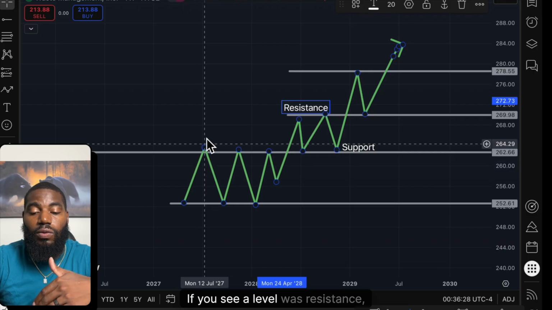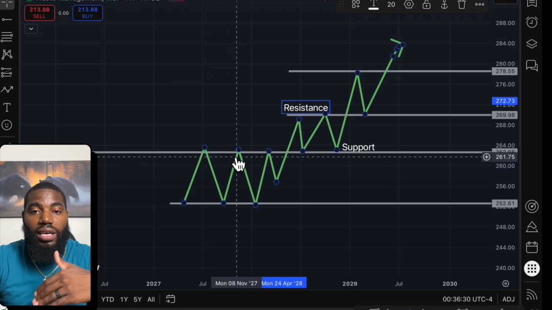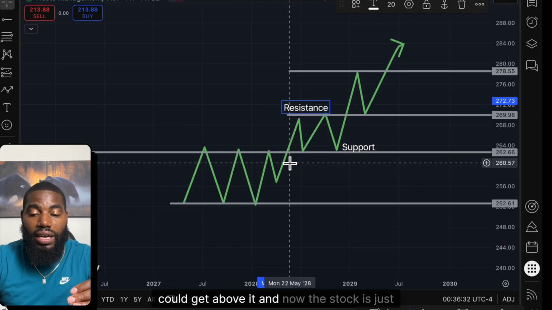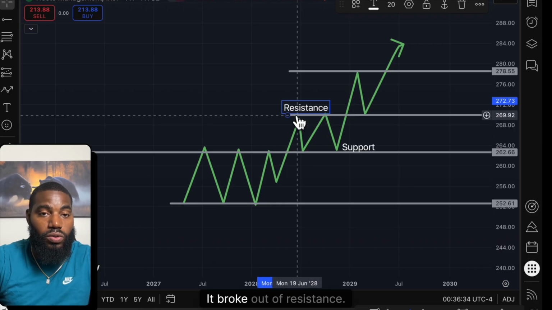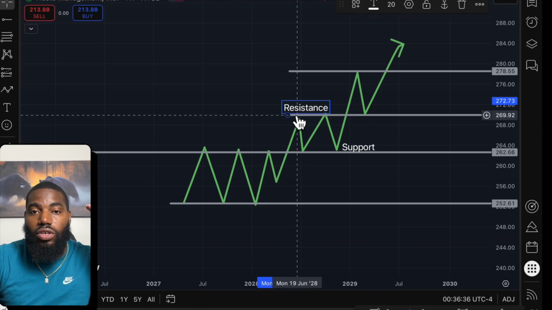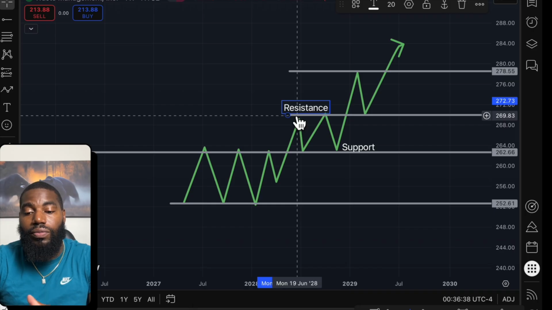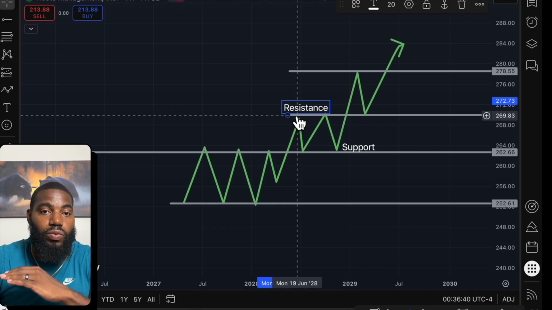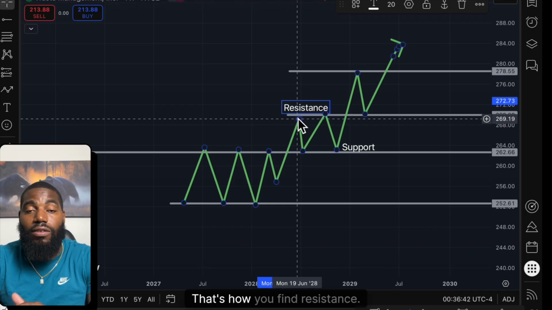If you see a level was resistance, it kept on breaking, could not get above it, and now the stock is just shooting up, it broke out of resistance. Your next level of support is going to be your previous resistance. That's how you find support.